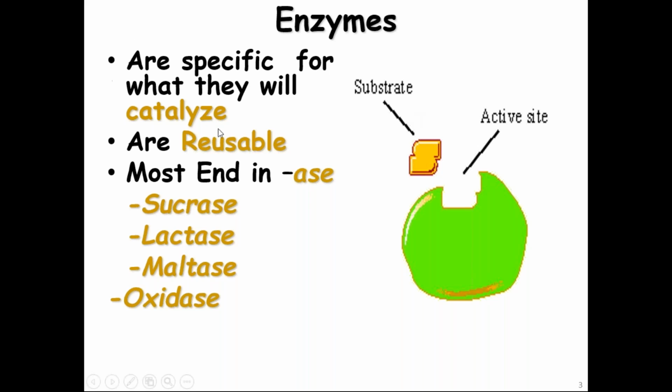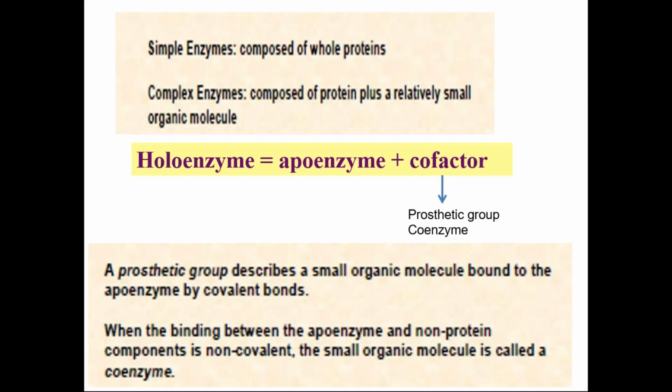All the enzymes are reusable like other catalysts, and most of the enzymes, if not all, end with the suffix -ase. That is, they're either sucrase, which acts on sucrose, lactase, which acts on lactose, maltase, which acts on maltose, and oxidase brings about oxidation. So simple enzymes are whole proteins.